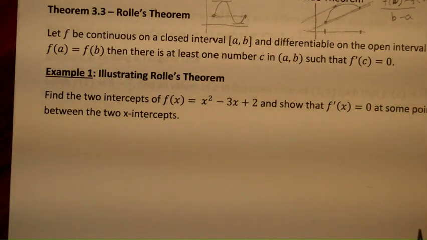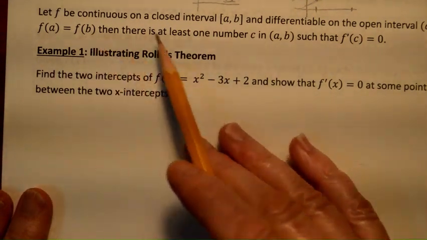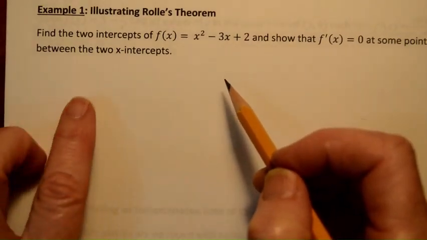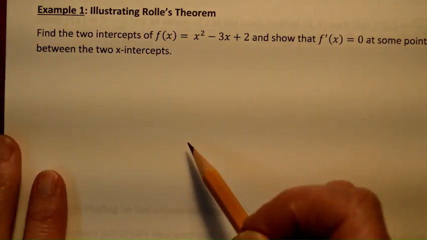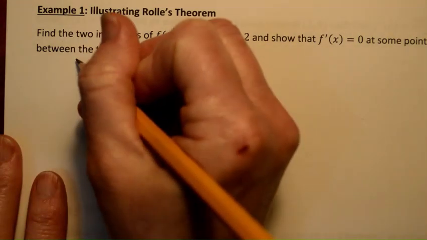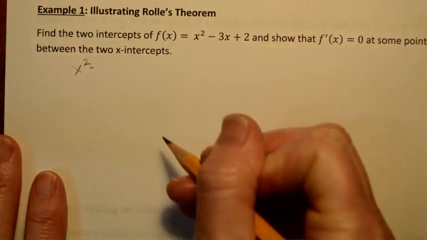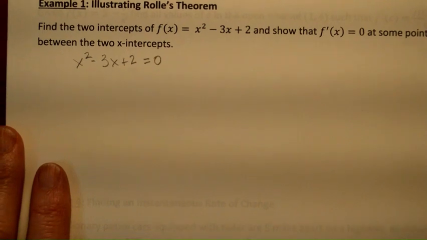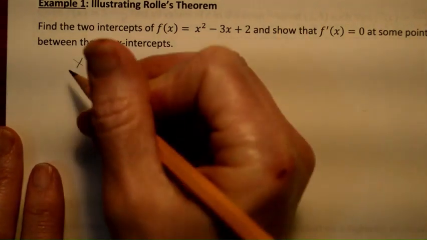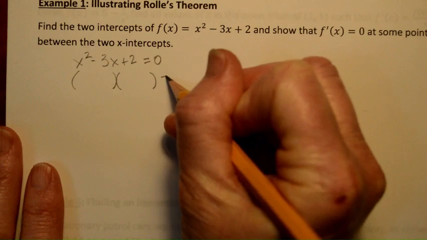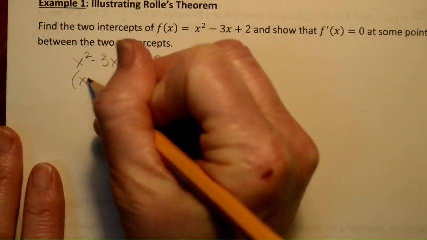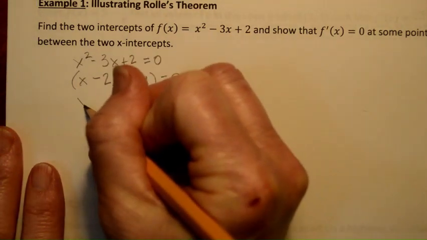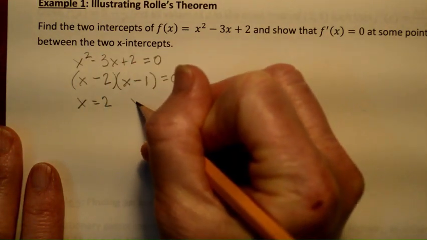So first thing is we're going to find the two intercepts, and then we'll go back and talk about the continuity, the interval, the differentiability. So find the two x-intercepts of f of x equals x squared minus 3x plus 2. I'm going to set that equal to 0 so I can find the intercepts. I think I get x minus 2 times x minus 1. And that gives us the two intercepts, x equals 2 and x equals 1.